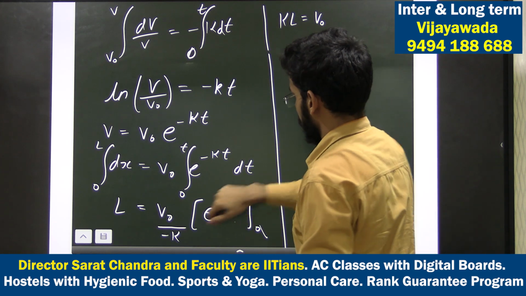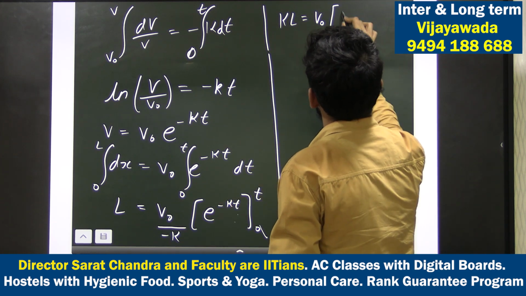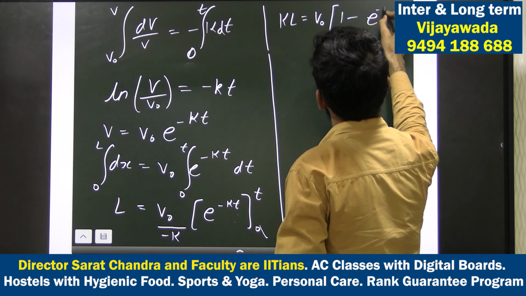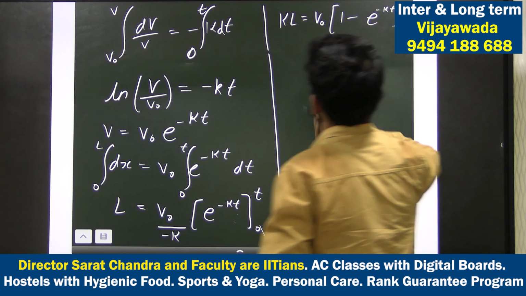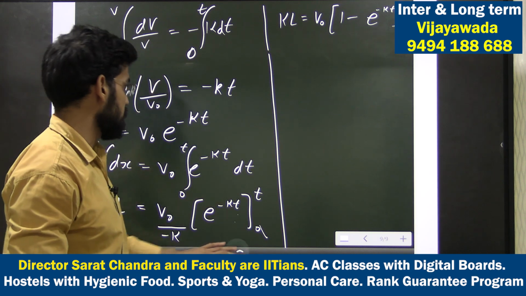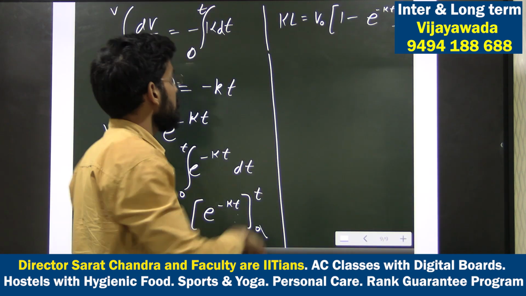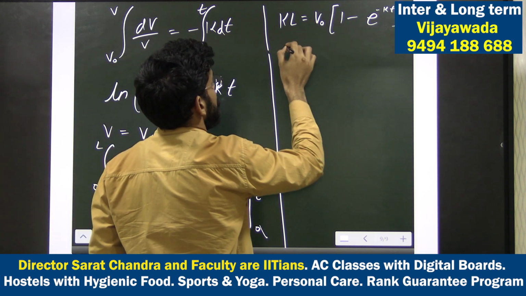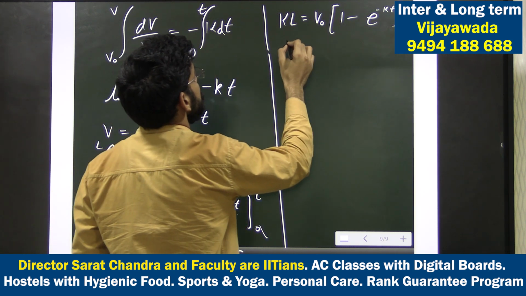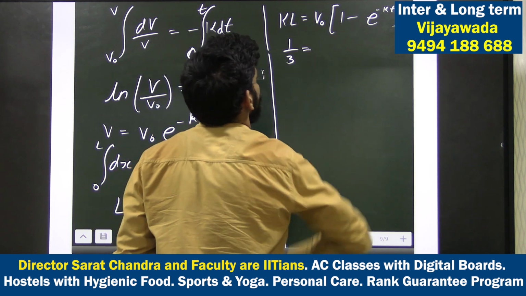So here I am taking the minus inside, and it will come 1 minus e raised to power minus kt. Like this it will come. Okay. V naught, how much given? V naught given 3 KL. Put the value. So this will become 1 by 3. Okay.